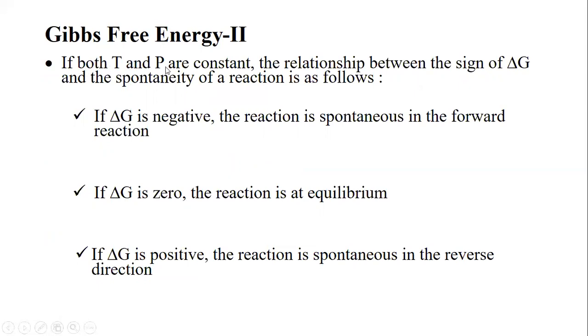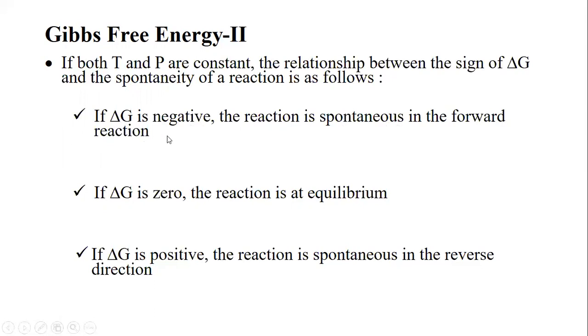If both T and P are constant, like we said, that's the relationship usually we are interested in, the relationship between the sign of delta G and the spontaneity of a reaction is as follows. This is very important, and you should know that. You probably should have known that, but I'm reviewing this because it's very important for any soil chemist to understand something about thermodynamics. If delta G is negative, when you calculate delta G for the reaction, the reaction is spontaneous in the forward reaction.